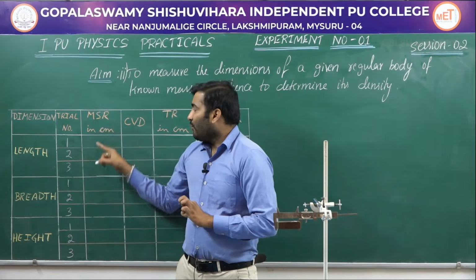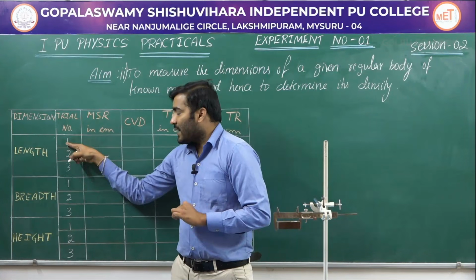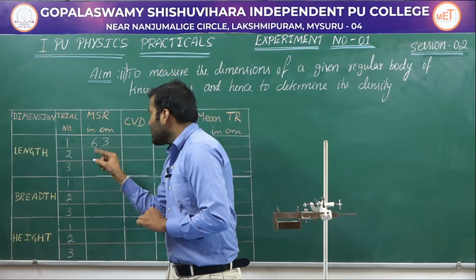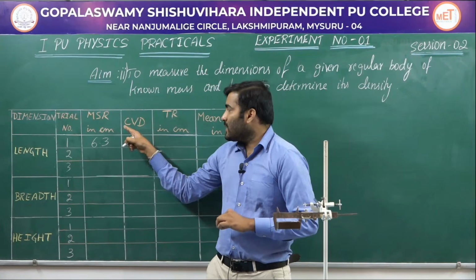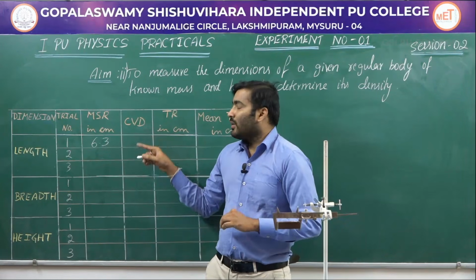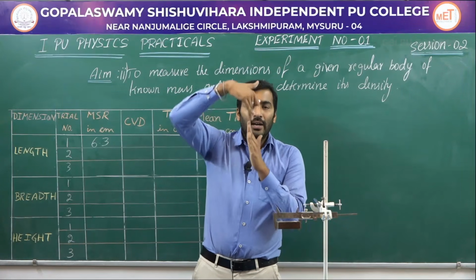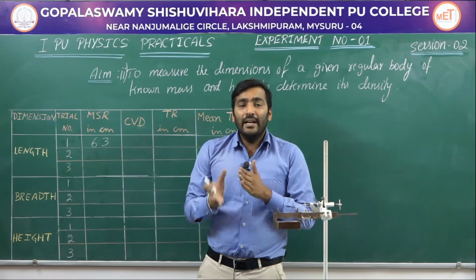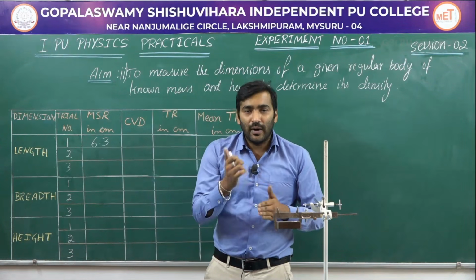Let us tabulate the first reading of main scale reading, that is MSR, for the first trial of the length. So this is found to be 6.3 centimeter. Okay. Then we need to find this CVD. What is CVD? CVD is coincided vernier division. So one of the divisions of the vernier scale is exactly coincided like this. Okay, it has to be collinear or coincided. So we need to find out of 10 divisions which division is exactly coincided with the main scale. So let us find out that.